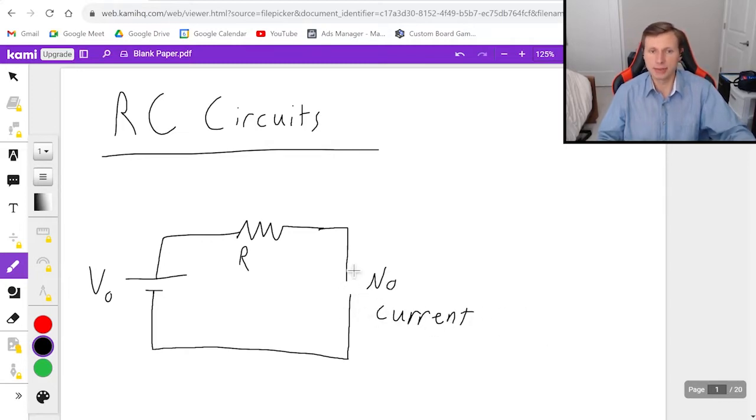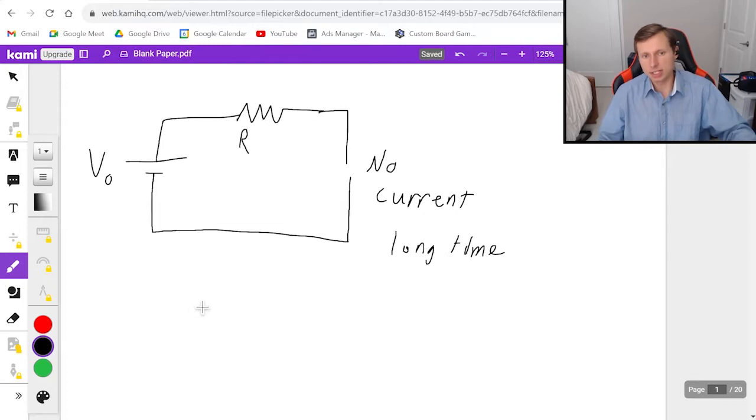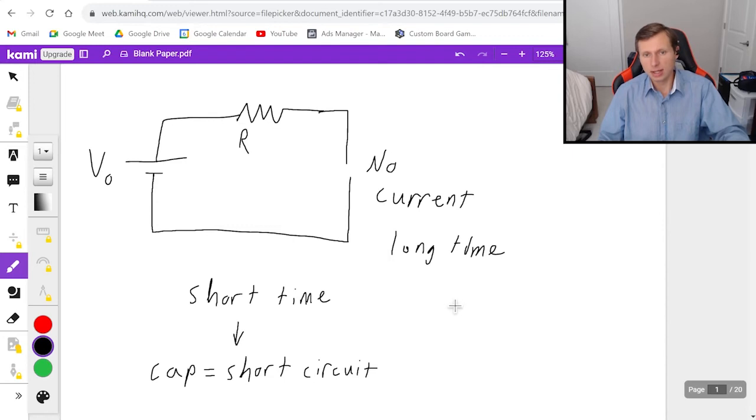Imagine the bridge is out. That's what the capacitor is going to act like after a long time. So let me write this down. After a short time, the capacitor is going to be a short circuit, which means it's like not even there. And then after a long time, the capacitor is going to act like an open circuit and it's not going to let any current through.